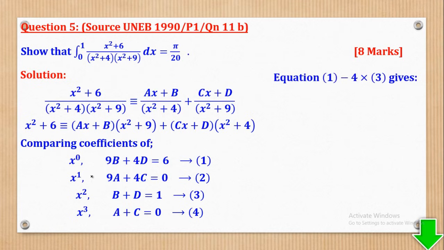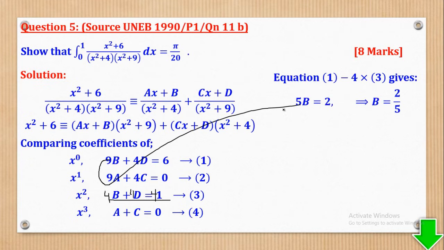Now next is, these are 4 equations and 4 unknowns. You have to solve them simultaneously. So I'll begin with equation 1 minus 4 times equation 3. So I'm applying 4 throughout here to come up with 4b, then here to be 4d, and here to be 4. Therefore when I subtract, it will be 9b minus 4b, which is 5b, then 4d minus 4d, which is 0, 6 minus 4, which is 2. Therefore b will be 2 over 5.